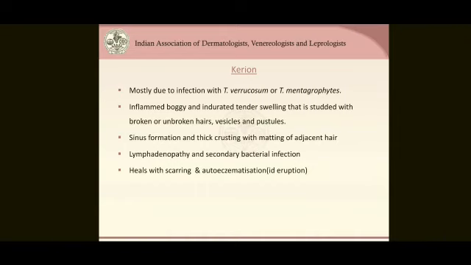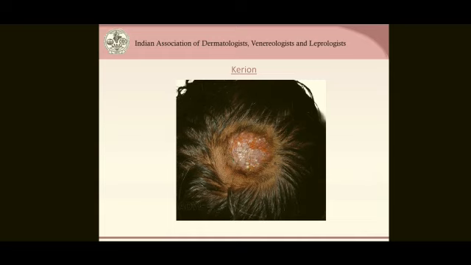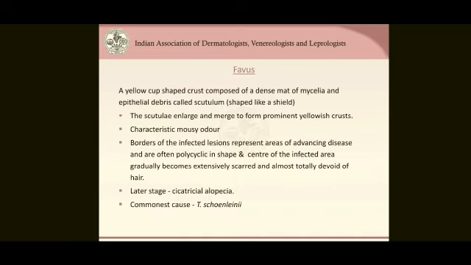Since it's an inflammatory type of Tinea capitis, it heals with scarring and it can lead to autoeczematization. This is a picture of the kerion where you can see it is studded with pustules and a boggy swelling. It will invariably end up having scarring alopecia.